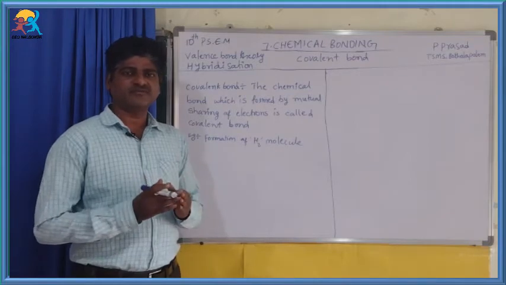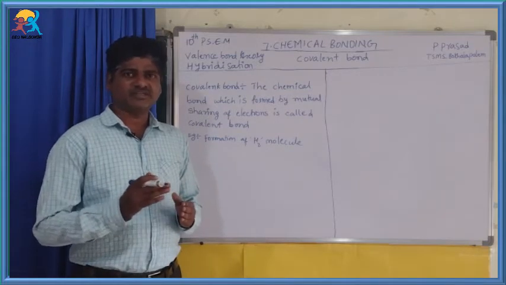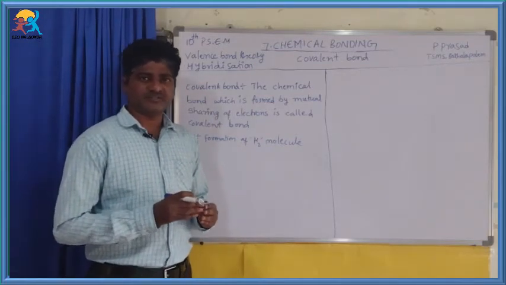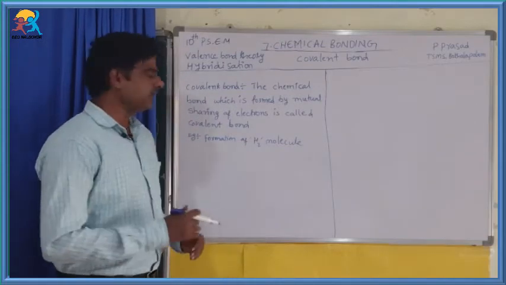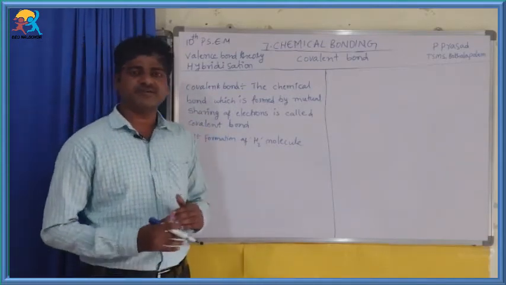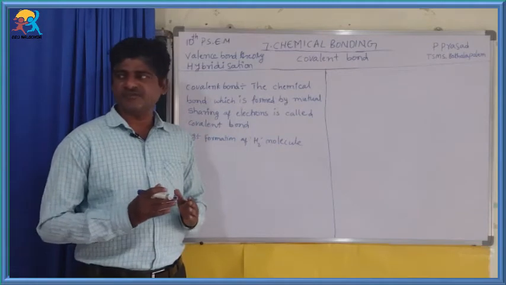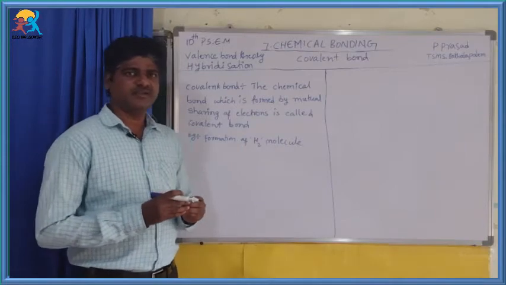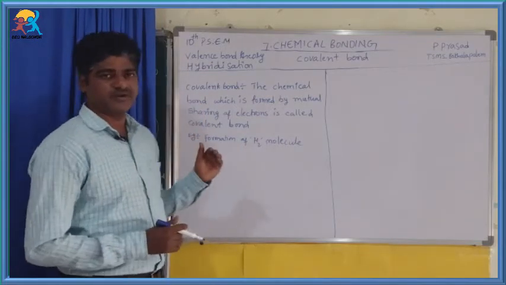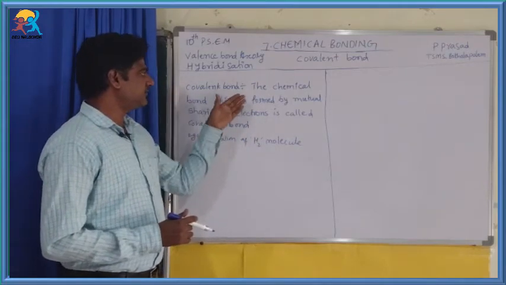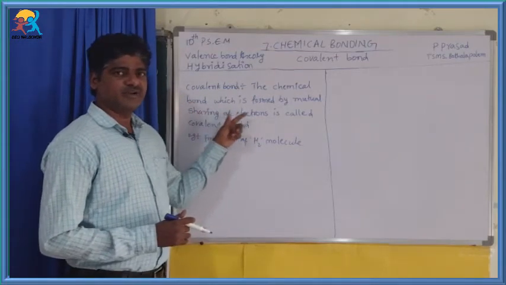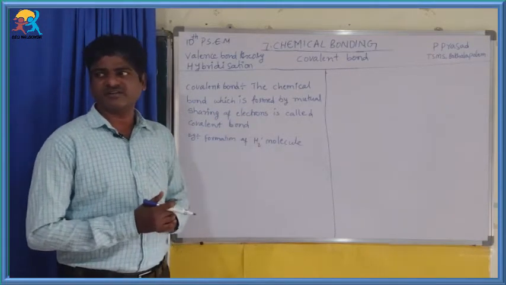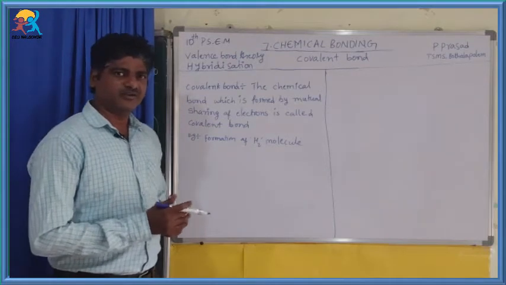So when these two ions come closer, there exists an electrostatic force of attraction between them. It holds both the ions together. That is called formation of ionic bond. Today we are going to discuss the formation of a covalent bond, which is formed by sharing of electrons between two atoms. First of all, the definition of covalent bond. The chemical bond which is formed by mutual sharing of electrons between atoms is called covalent bond.